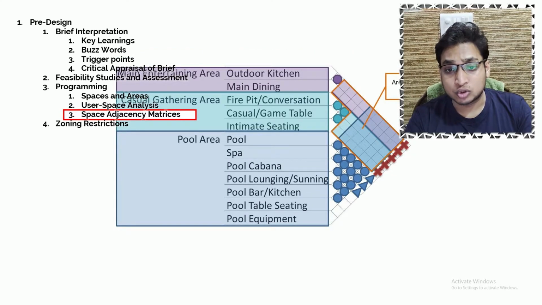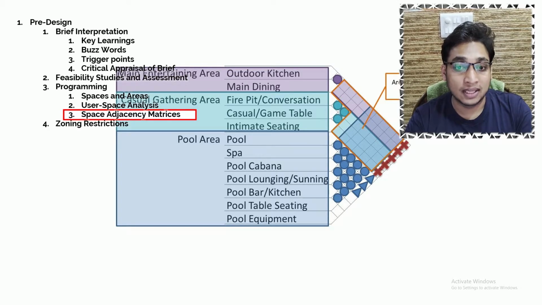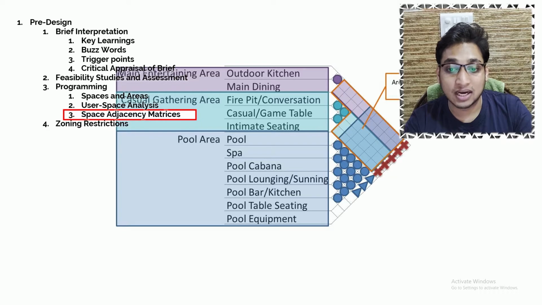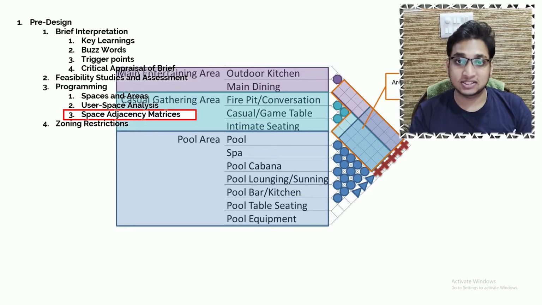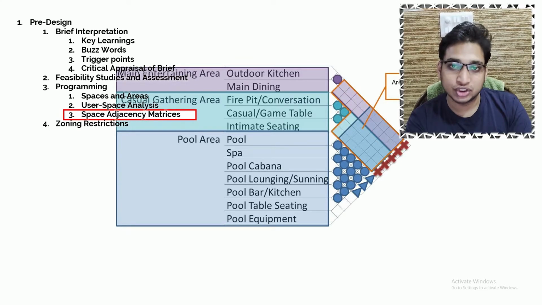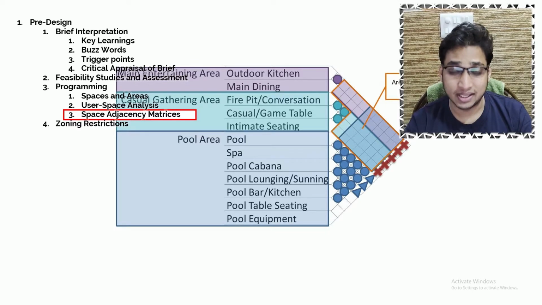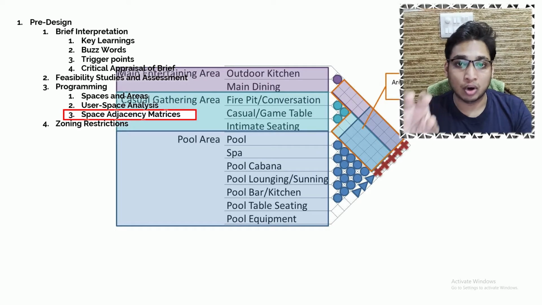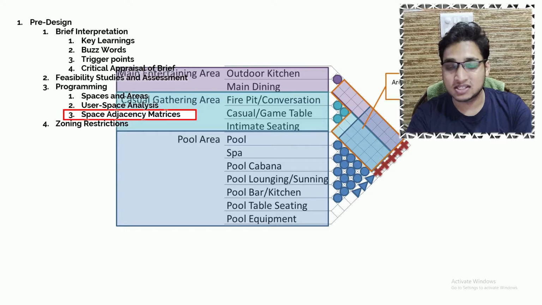Then we can also make a kind of matrix which is an area chart. Using this kind of diagram, we can identify the proximity of different spaces with each other. For example, if we are designing a residence, it is always advised that the kitchen should be in close proximity to the dining area. So of course we'll plan it accordingly. So we can make such diagrams.